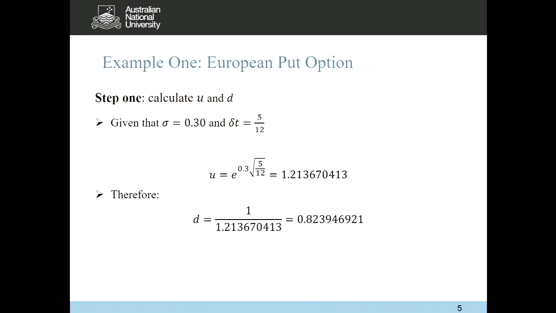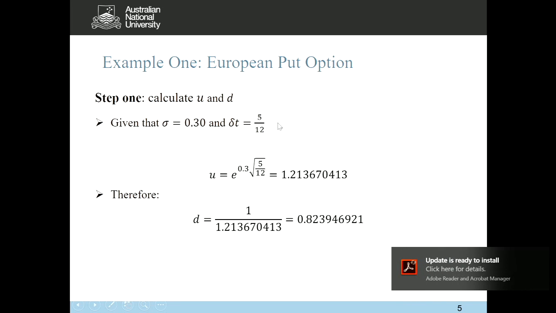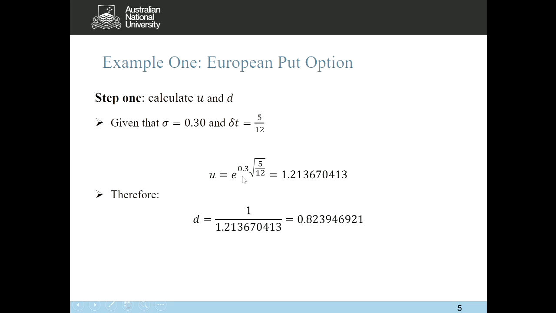So what do we know? We know that volatility of the share price is 30%, and the delta t is 5 months, right? So that is expressed in a fraction of years, so it's 5 over 12, all right? So the u is equal to e to the power of 30% multiplied by the square root of 5 over 12, and we get the proportional increase is 1.21367. Then 1 divided by the little u gives us the proportional decrease, the little d here, which is simply 0.8239469.